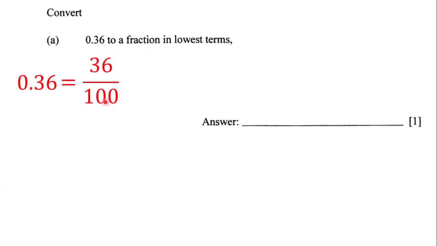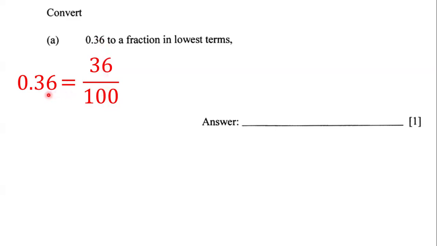Why 100? Notice that we have two zeros, and those two zeros are because we have two numbers behind the decimal point. Now, if we had three numbers behind the decimal point, we'd use 1,000. If we had one number behind the decimal point, we'd use 10. All right, so since we have two numbers behind the decimal point, we use 100. And it makes sense because 3 is in the 10th place and 6 is in the 100th place. And so we have 36 over 100.